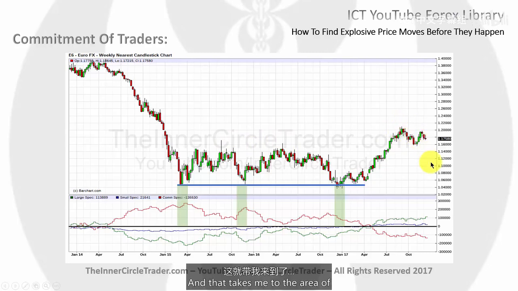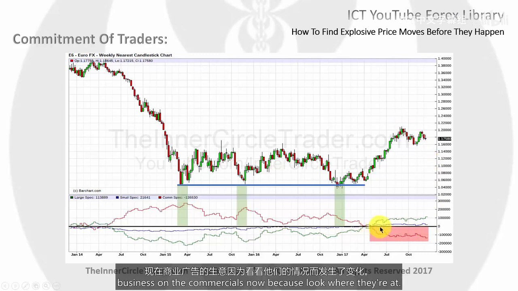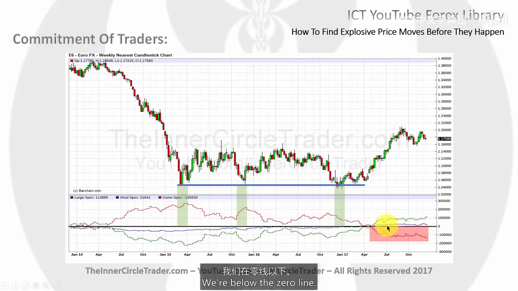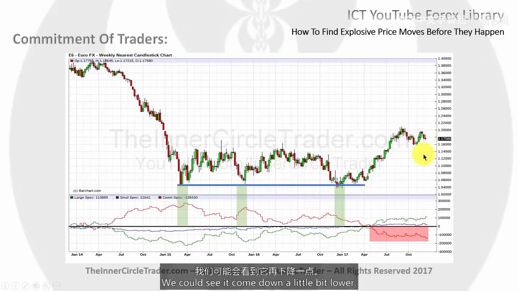And that takes me to the area of business on the commercials now, because look where they're at. We're below the zero line. So they may be indicating a longer term shift in the direction on the euro. We could see it come down a little bit lower.